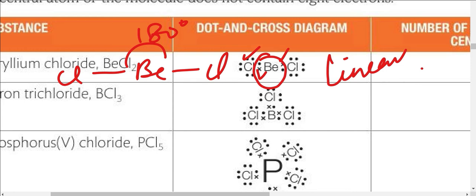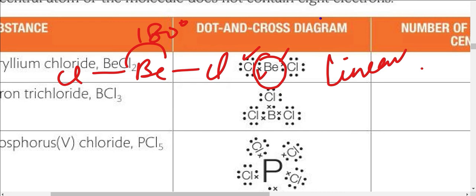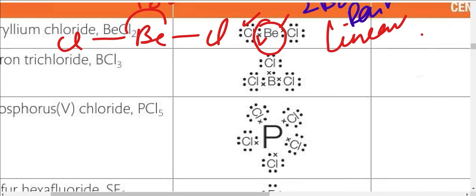So, in this molecule, how many bonded pairs do we see? We see that there are 2 bonded pairs. Okay? Is there any lone pair or unbonded pair? No, there is no lone pair, there is no unbonded pair. Moving on to boron trichloride.